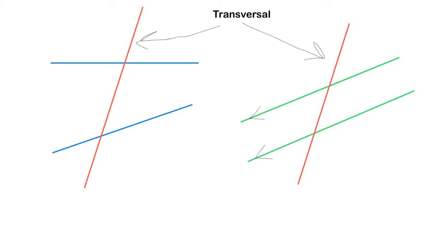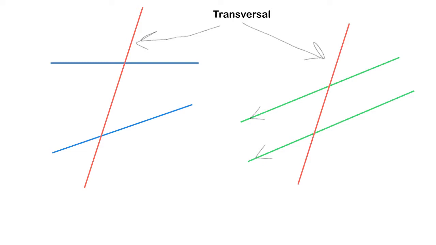Hi everyone, I just wanted to talk a little bit about some vocabulary words that you're going to work with today. We're talking about transversals and how they intersect lines and then different angle pairs that are formed when that happens. So to start with, in this picture, we have two separate diagrams and the red line in each of them is a transversal.